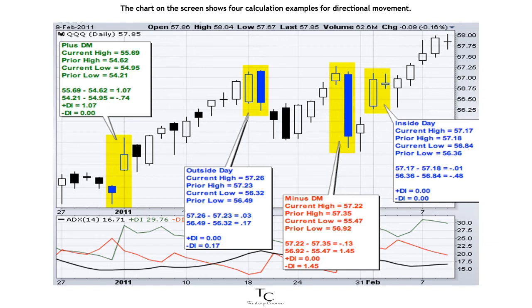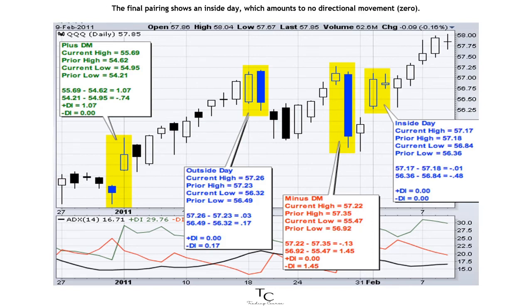The chart on the screen shows 4 calculation examples for directional movement. The first pairing shows a big positive difference between the highs for a strong plus directional movement, plus DM. The second pairing shows an outside day with minus directional movement, minus DM, getting the edge. The third pairing shows a big difference between the lows for a strong minus directional movement, minus DM.